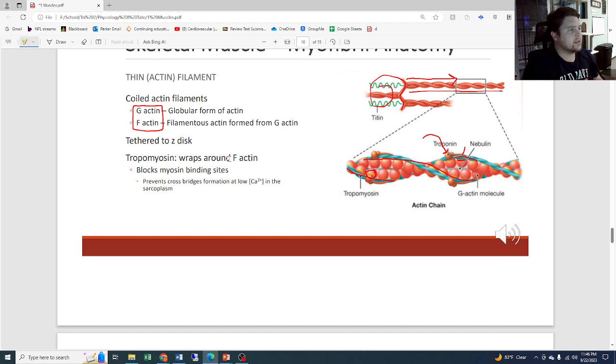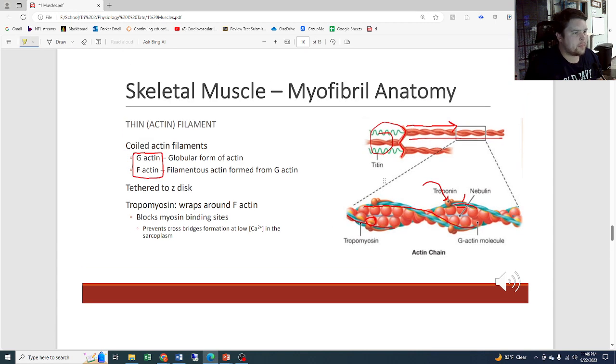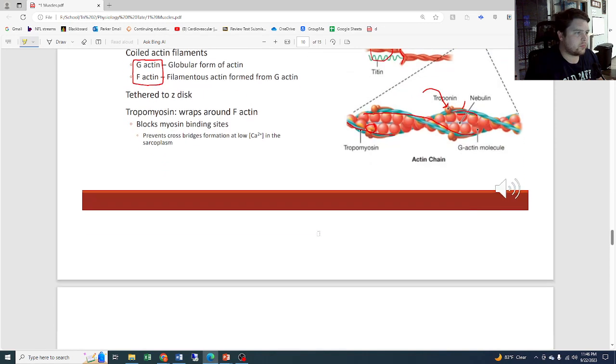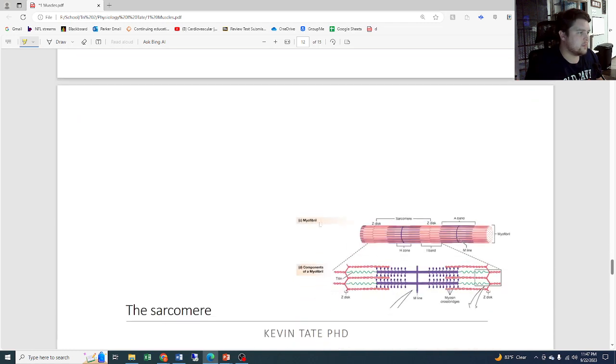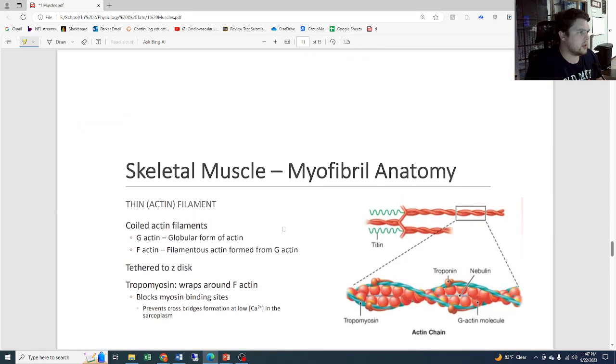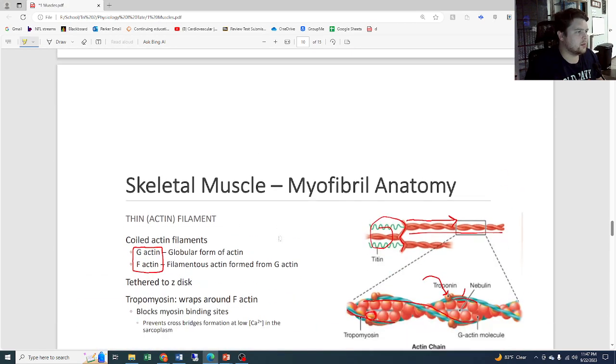That's our tropomyosin, which wraps around the F-actin, blocks the myosin binding sites, and prevents the cross bridge formation at low calcium in the sarcoplasm. Okay, and we'll get to exactly why that is in a second. Okay. There is our actin filament. We talked about that. It looks like a repeat slide. That is a repeat slide.